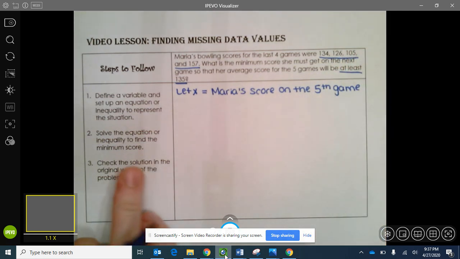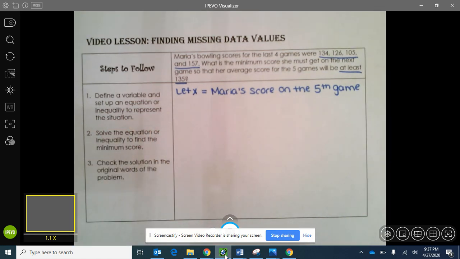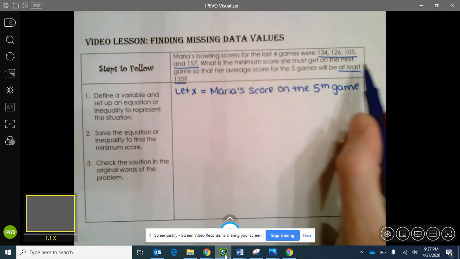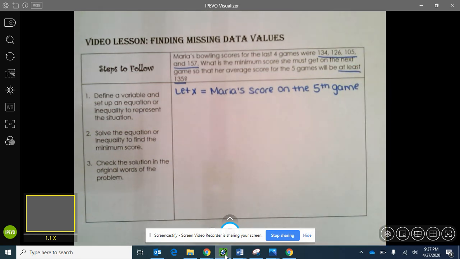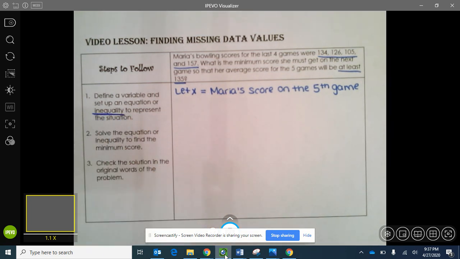Now if we look over here, it says set up an equation or an inequality. So for this example here, because she wants to have an average score of at least 135, it does not have to be exactly 135. At least 135 means she'd be happy if she was at 135 or above it. So because of that keyword at least, we are going to use an inequality instead of an equation.